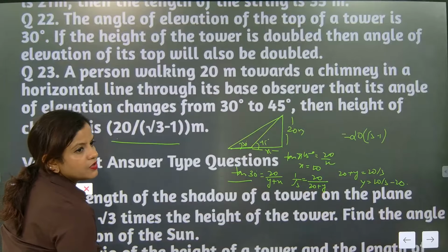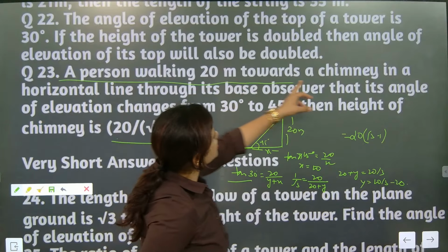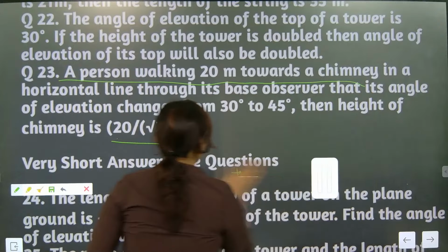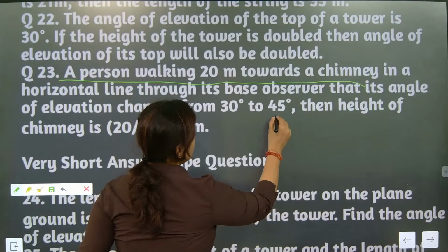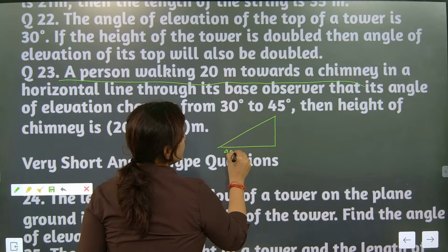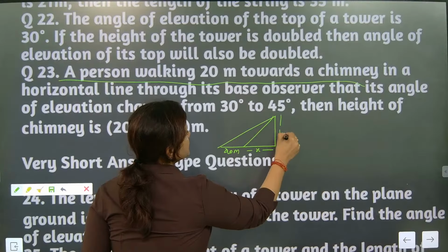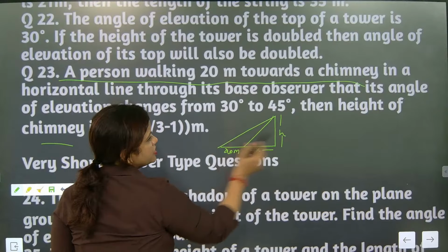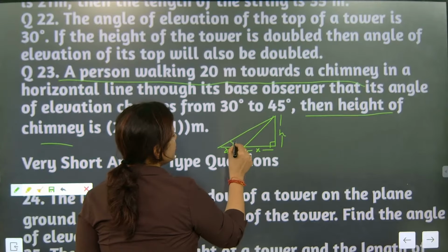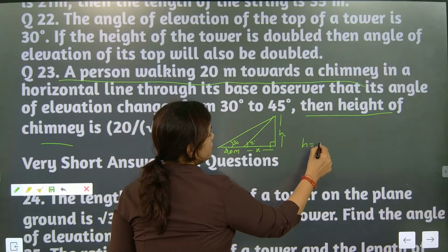Check everyone this value. What is the height of a person who walks 20 meter towards a chimney? One thing I forgot. This is 20 meter given. And here it is x, and that is height, because they are asking height of chimney. So height of chimney means this is exactly 30 degree, this is 45 degree. So first x is equal to h.